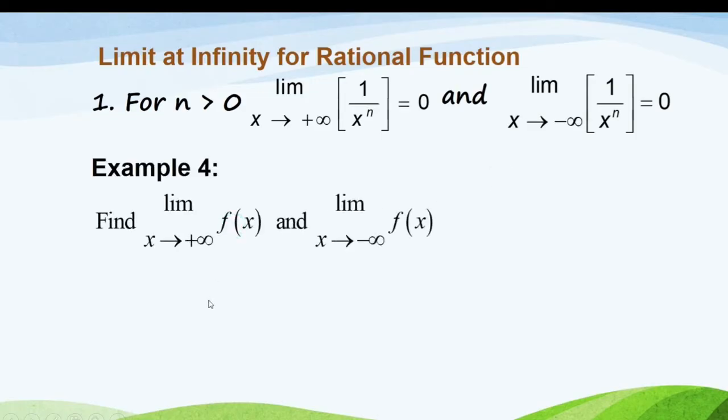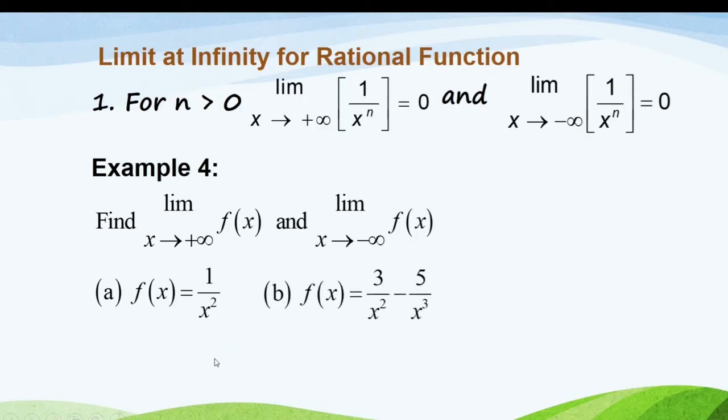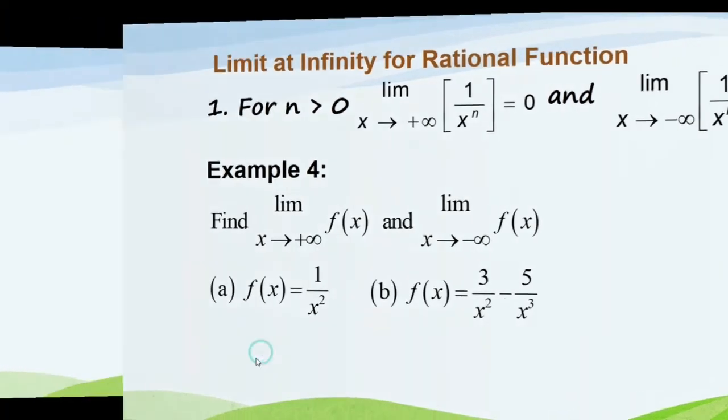Example 4. Find the limit as x approaches infinity of f(x) and the limit as x approaches negative infinity of f(x). A, f(x) equal to 1 over x squared, and B, f(x) equal to 3 over x squared minus 5 over x cubed.